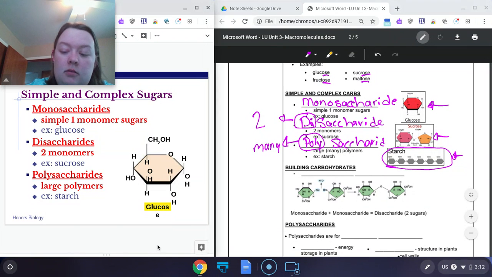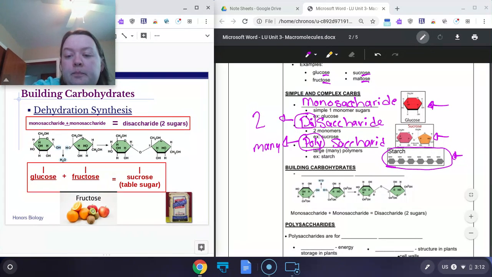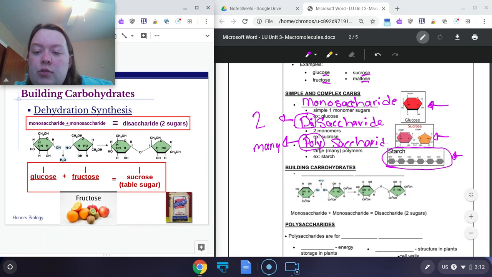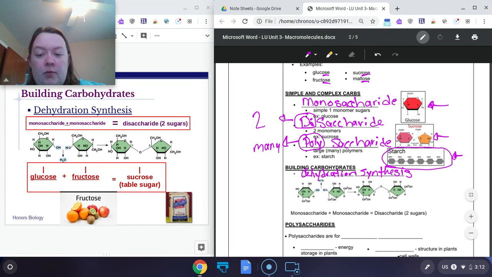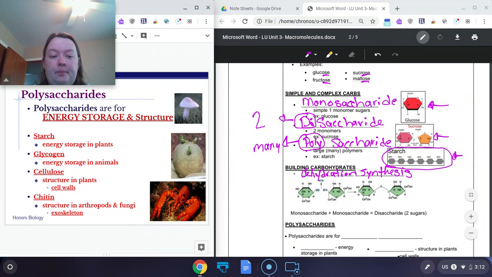And again, the types of reactions that we talked about are used to build or break any of these macromolecules. So dehydration synthesis is used to build a polysaccharide, and hydrolysis is used in our bodies to break them down. So again, those reactions apply to all of the macromolecules we're going to talk about.